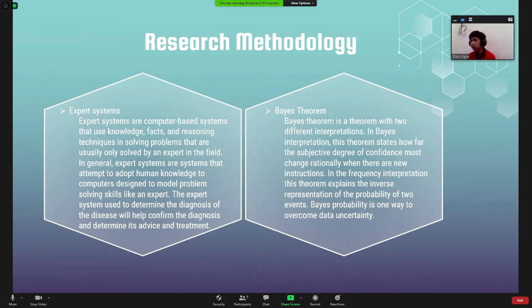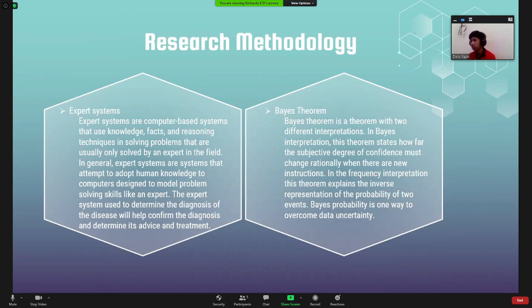In Bayes' interpretation, this theorem states how far the subjective degree of confidence must change rationally when there are new instructions. In the frequency interpretation, this theorem explains the inverse representation of the probability of two events. Bayes' probability is one way to overcome data uncertainty.